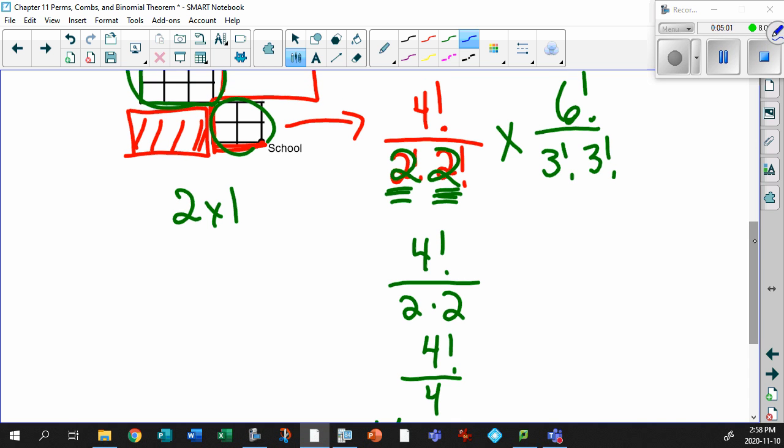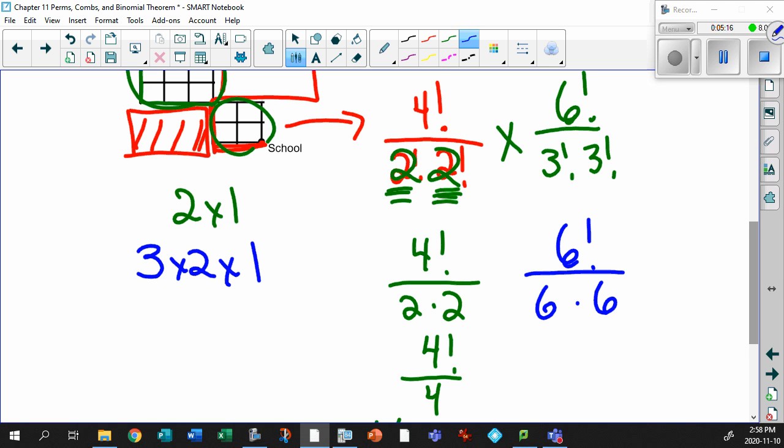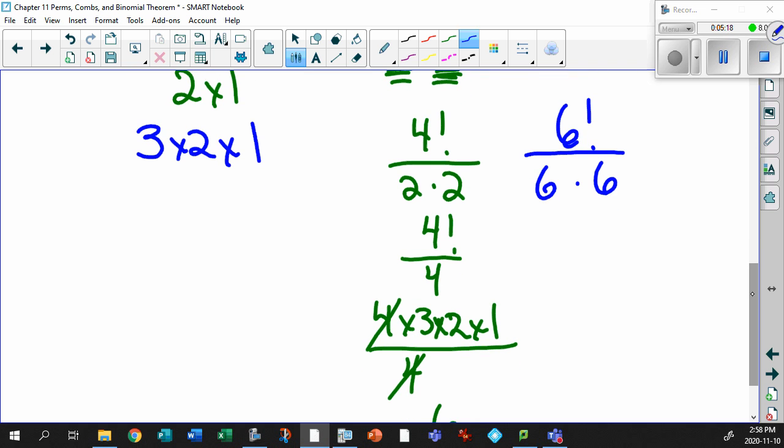This is 6 factorial. That's interesting. 6 factorial we'll put on top. It's a little bit bigger of a number. But 3 factorial is 3 times 2 times 1. Okay, 3 times 2 is 6 times 1 is 6. This would be 6 times 6. Okay, so I'm going to do the last one here on your calculator and say 6 factorial over 36.